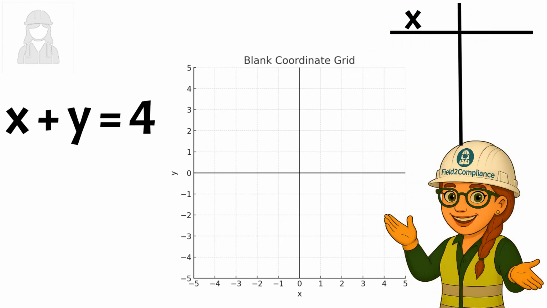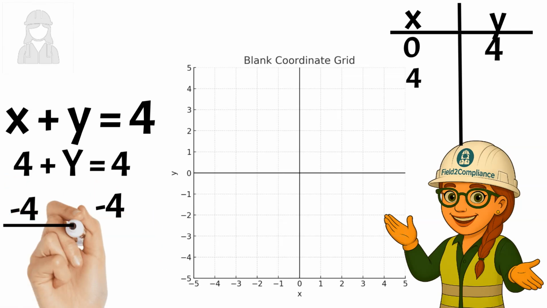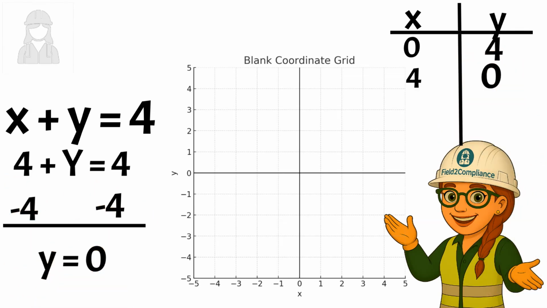Step 2, pick another value for x. If x equals 4, so plug 4 in for x, then y must be 0. That gives us the point (4, 0).